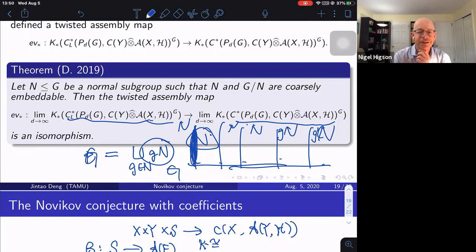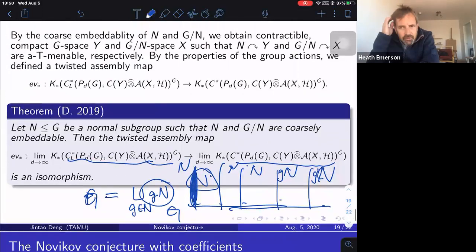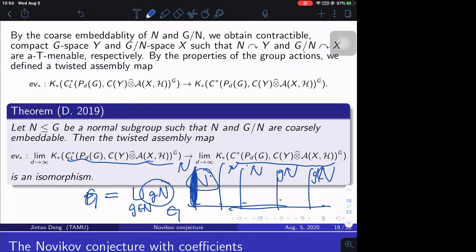Just one other question. Is property A invariant under group extensions? Yeah, I think so. Oh, okay.